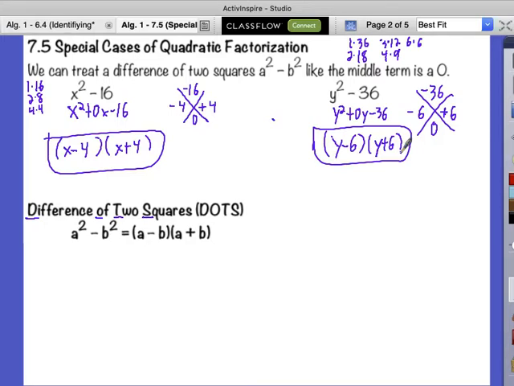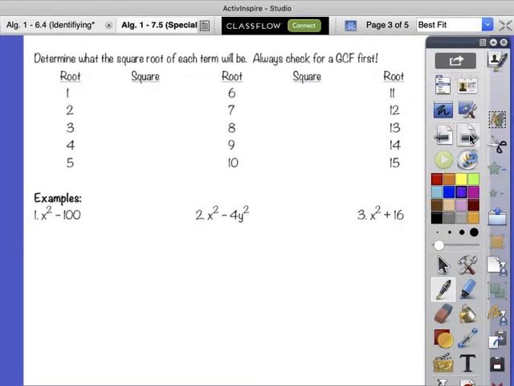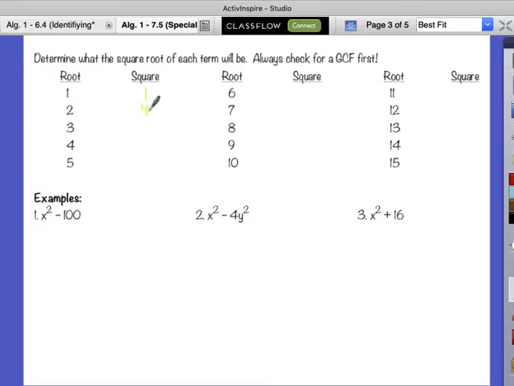Now, in order to be able to catch the difference of 2 squares, we need to know our perfect squares. So we're going to practice them real quick here. If the square root is 1, what is 1 times 1? What's the perfect square? 1. What's 2 times 2? 4. So 4 is the perfect square. The square root of 4 is 2.